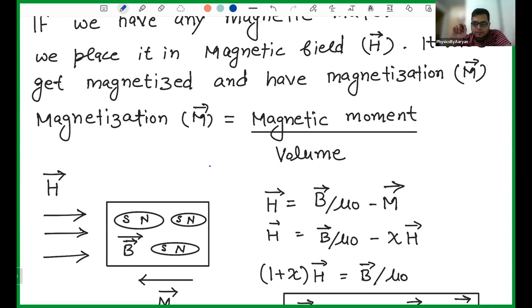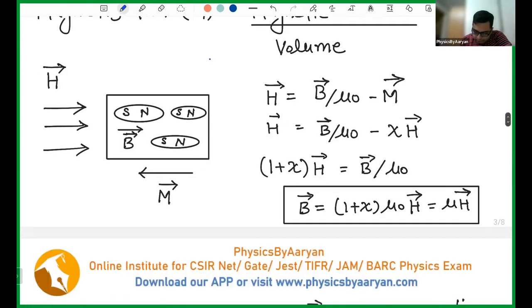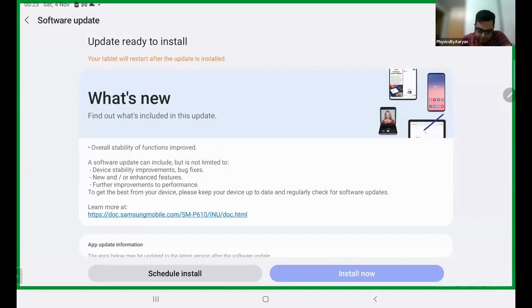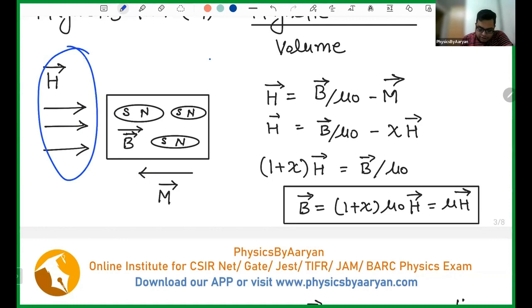Nice. So magnetization is the magnetic moment divided by volume. You can clearly see I had that magnetic sample in front of me, and I put it in the H. When I put it in the H, what happened? South and north get separated. As a result, I produced M.